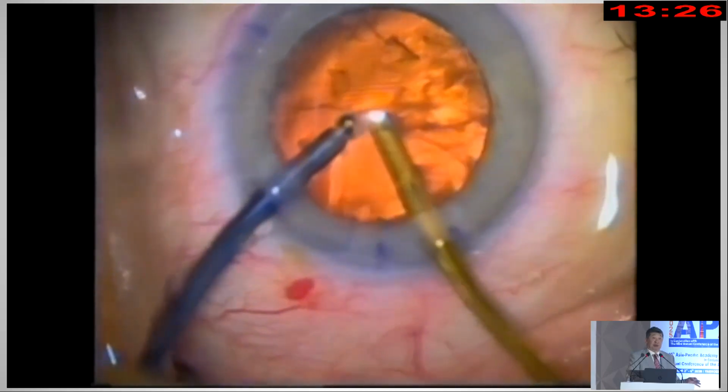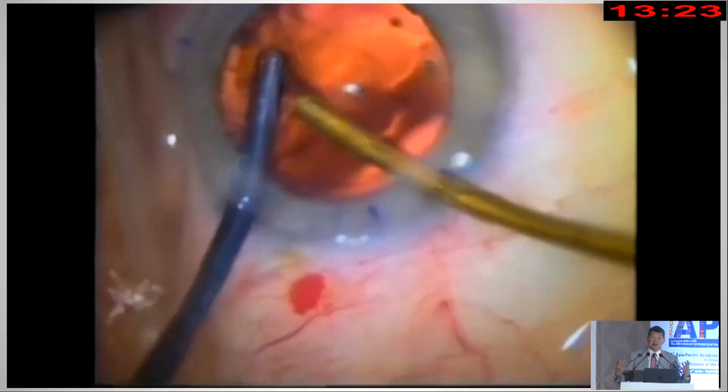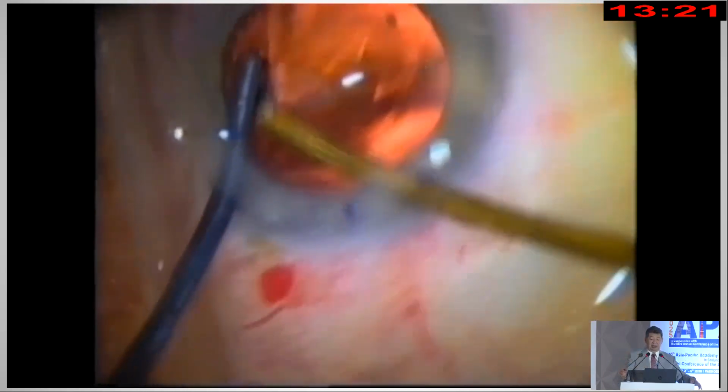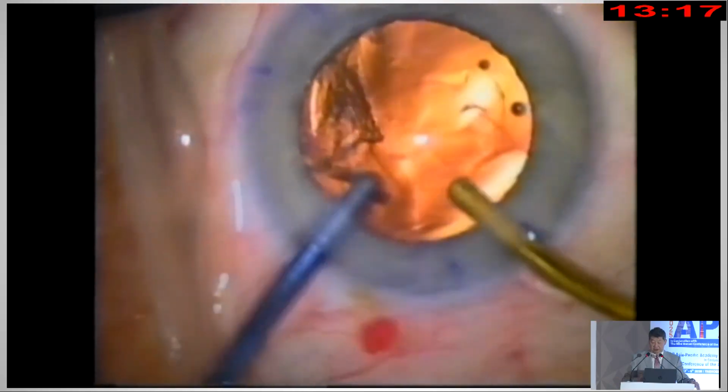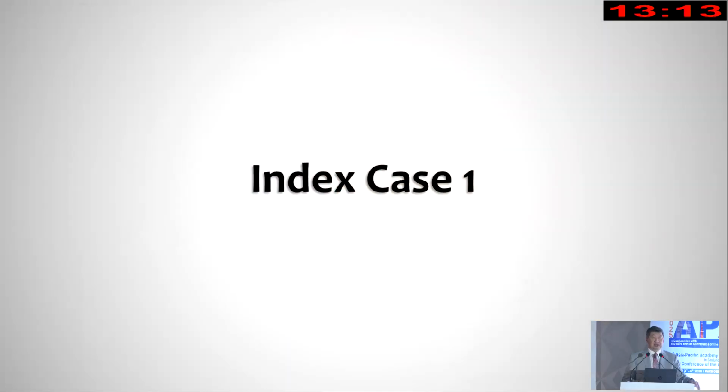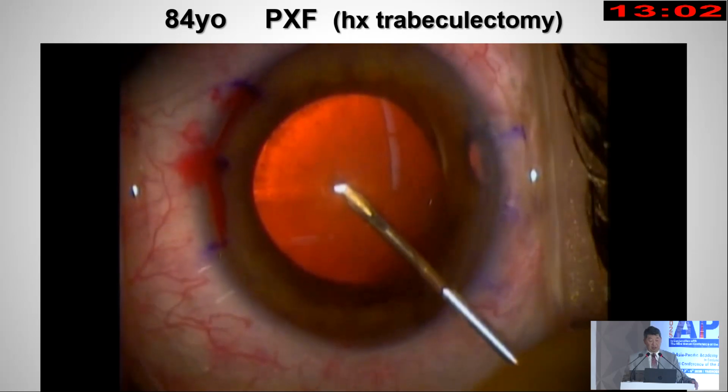It helps when the majority of the zonules are okay, and you can leverage them for the 3 or 4 clock hours that don't work. So that's the problem with the CTR by itself. This is an older case, I think it's about 2005, but it's what I call my index case, and I'll go through why I did it.